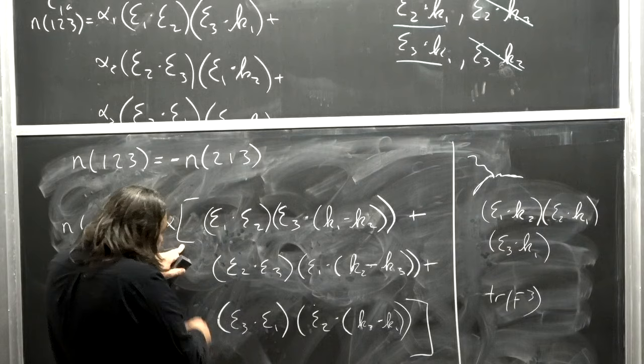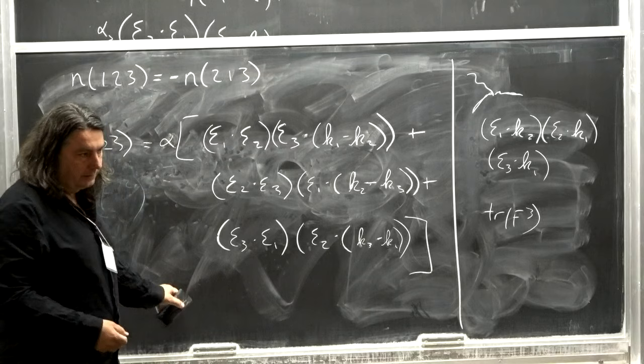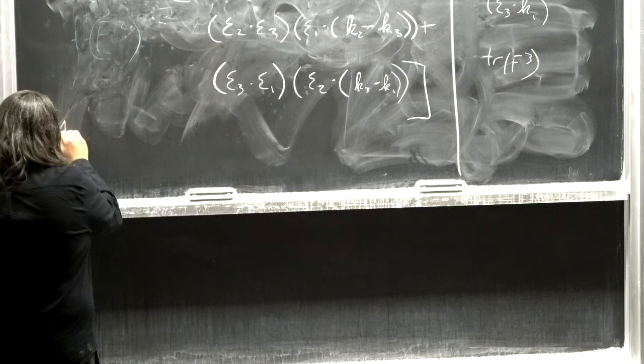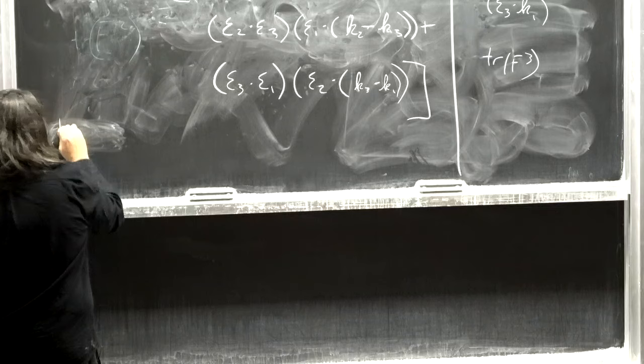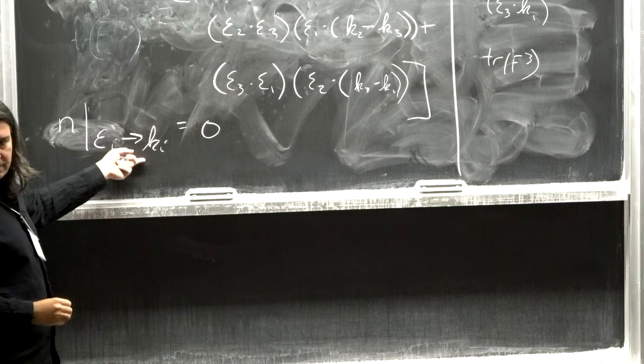Now, what we haven't checked is that this is gauge invariant. How do we check if it's gauge invariant? Well, you see if it satisfies the Ward identity. What you want is your amplitude, which in this case is n times c, your numerator times your color factor. But since there's only one graph, I can just look at the numerator factor. I want to see that the numerator factor with any epsilon_i replaced with its momentum has to be zero. This is the Ward identity for gauge invariance.